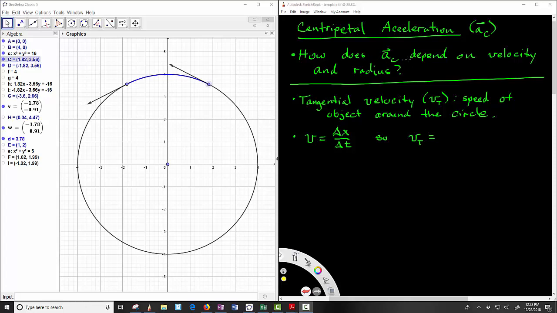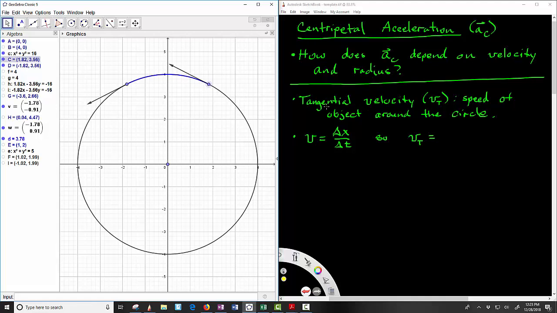We have two questions. One is, how does it depend on the velocity? As this object is moving around, how does the acceleration depend on the velocity of the object? And then, how does it depend on the radius? If we change the radius of the circle, does that affect the acceleration? It does, and we'll figure out the relationship between them.